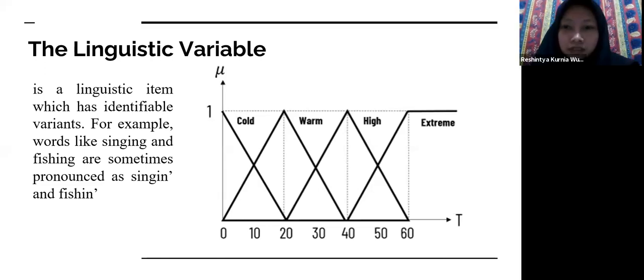Okay, for the next slide is the linguistic variable. A linguistic variable is a linguistic item which has identifiable variants. For example, words like singing and fishing are sometimes pronounced as singin' or fishin'.